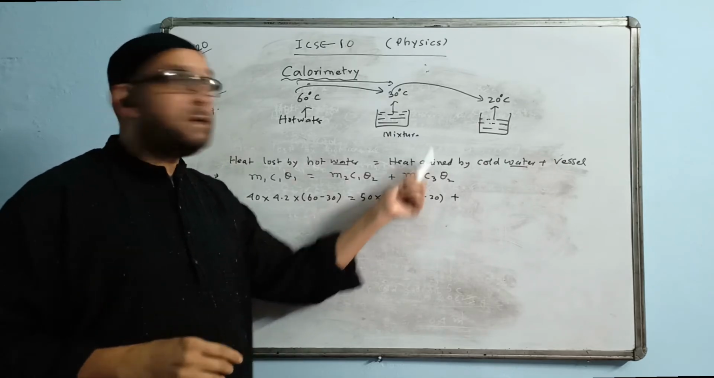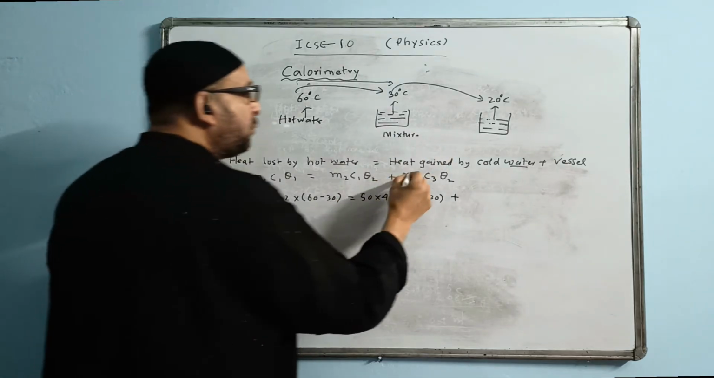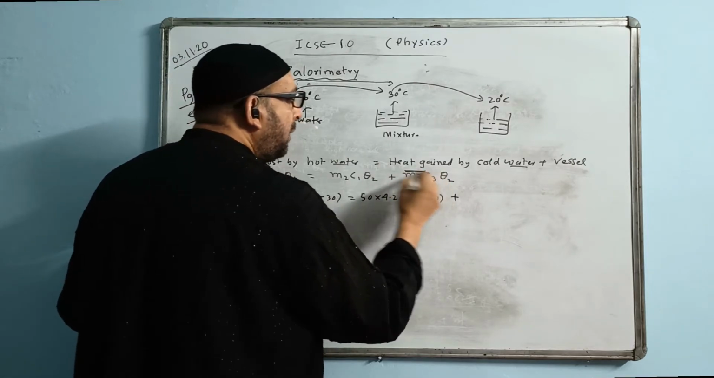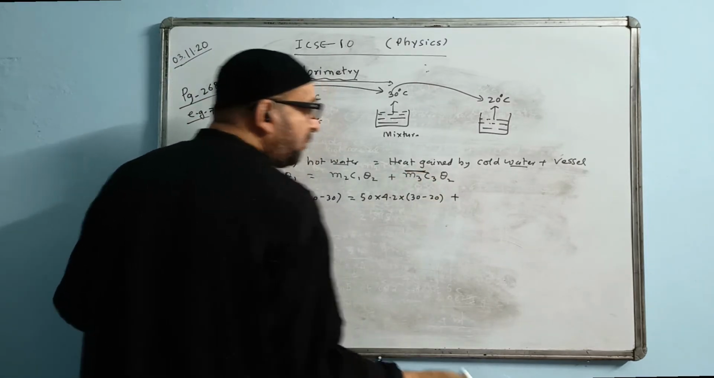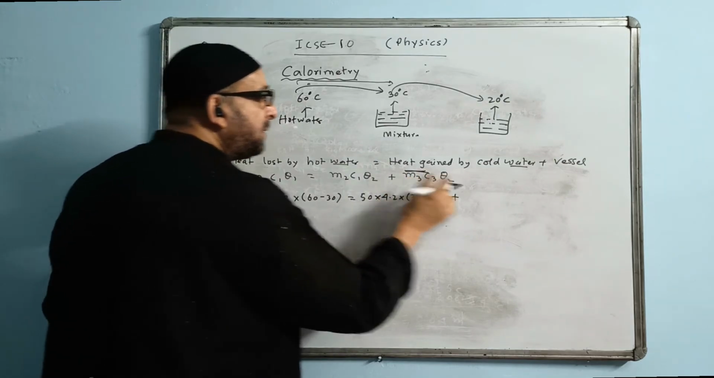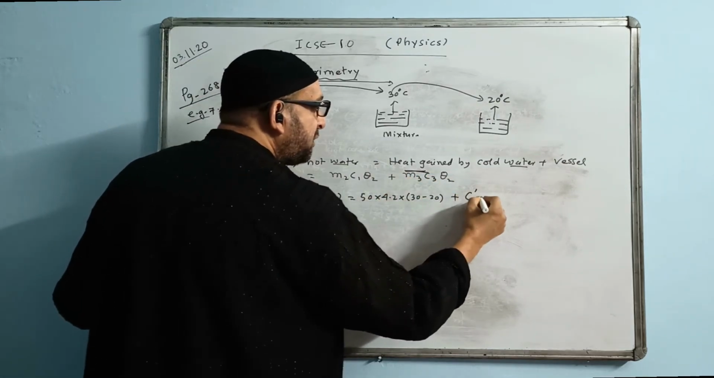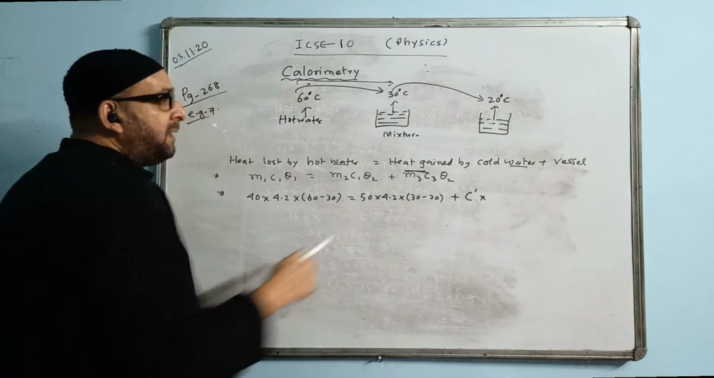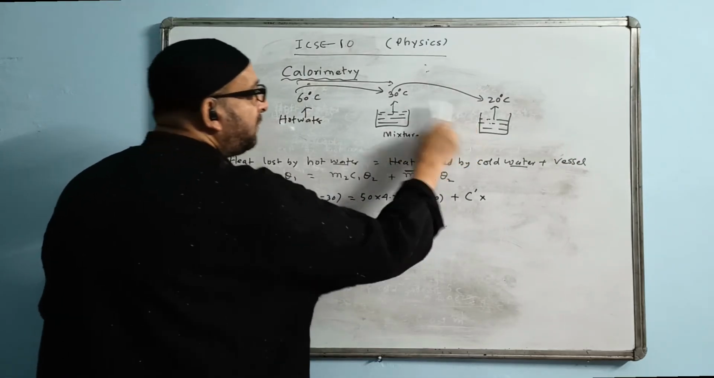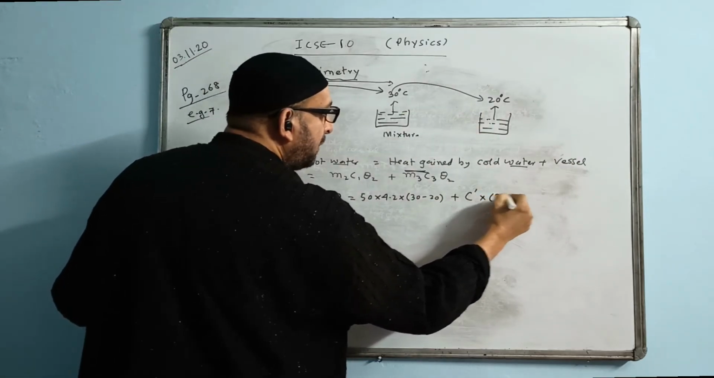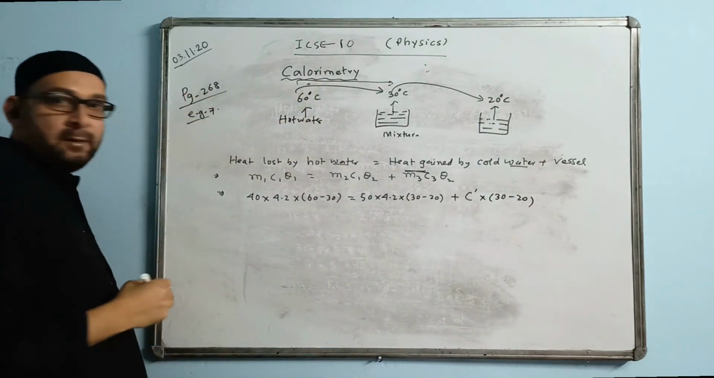Plus m3, the mass of the vessel, is not given, and the specific heat capacity of the vessel is also not given. That means these two things are unknown, and these we have to find. The question says find the heat capacity. The heat capacity formula is mc, so that is c dash into theta 2. What is the temperature difference for the vessel? Same, 30 minus 20.